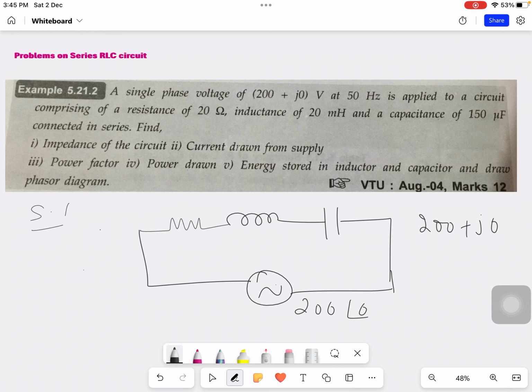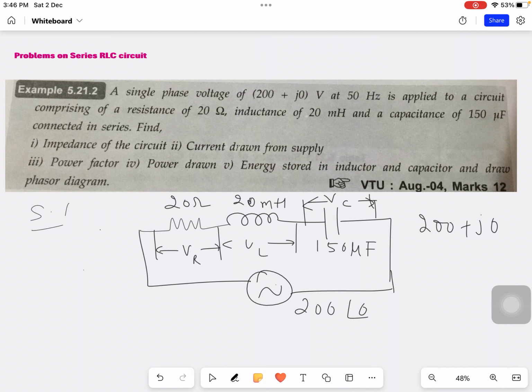Its magnitude is 200. And what is the value of resistance? Resistance value is 20. Inductor value is 20 millihenry. Similarly, the capacitor value is 150 microfarad. Now we have to calculate the drops. Voltage drop across resistor, drop across inductor, that is VL. Similarly, the drop across capacitor is VC. Okay, and we can solve the problem.